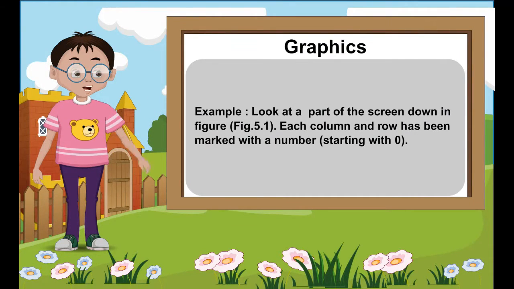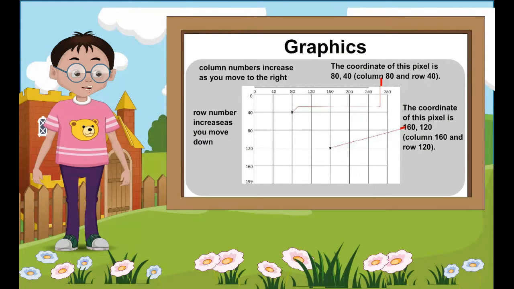Example: look at a part of a screen shown in figure 5.1. Each column and row has been marked with a number starting with 0. Column numbers increase as you move to the right. The coordinate of this pixel is 80, 40: column 80 and row 40. Row numbers increase as you move down. The coordinate of this pixel is 160 and 120: column 160 and row 120.